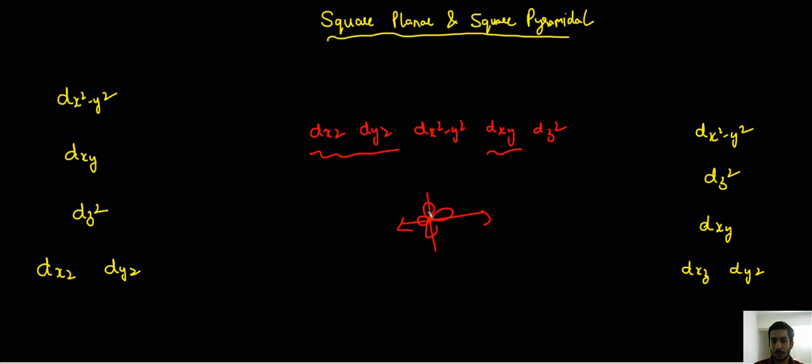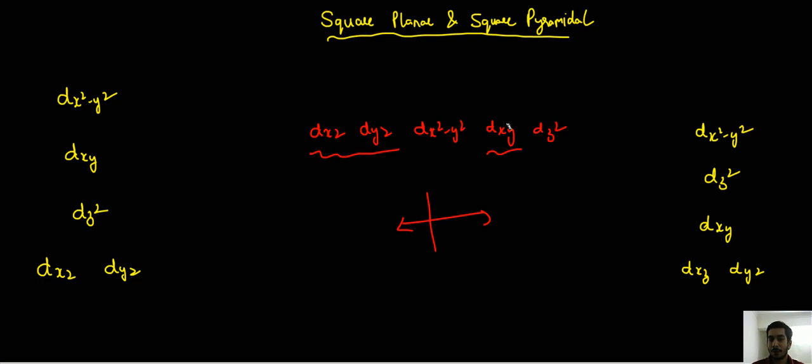It will lie directly on the x and y axis, whereas your dz² will lie on the z axis, right? So the z axis, you can imagine that it is going from above the screen to below the screen. If you're watching it on a mobile screen, it is going from above the screen and going inside the screen. That is your z orbital, right? So you need to have a good imagination over here to imagine how the orbitals would be.